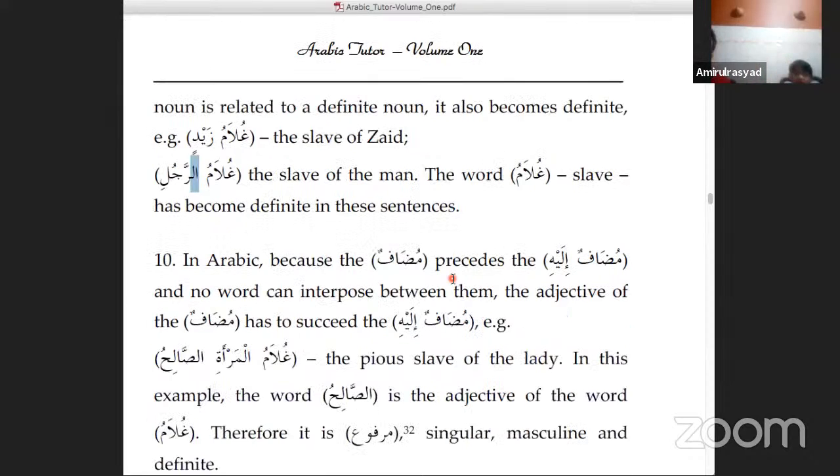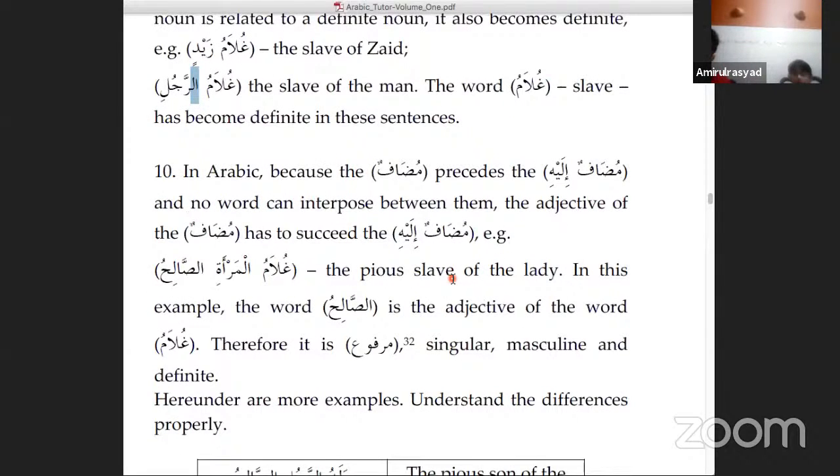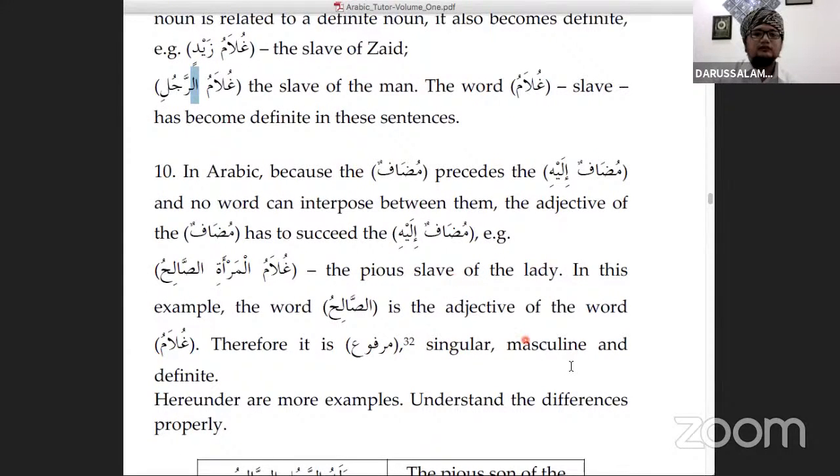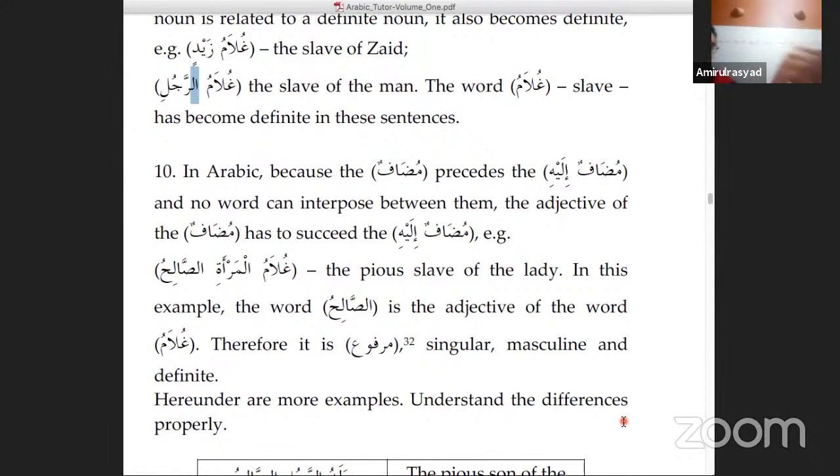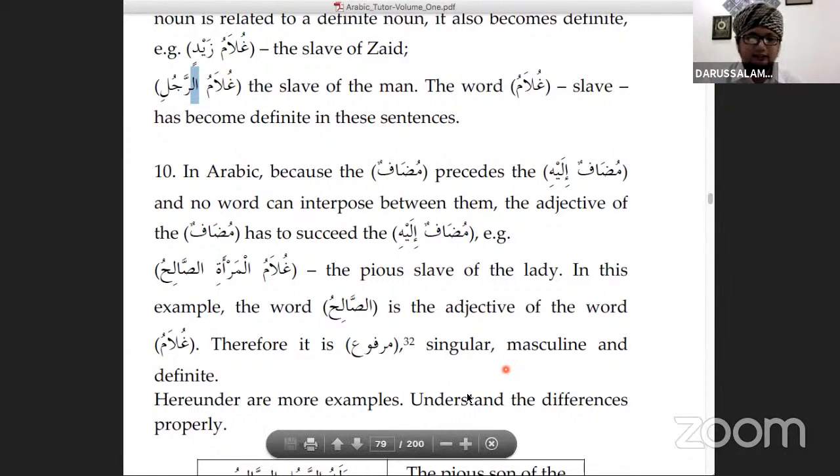You understand? Ada tak faham? Faham kan? Ryan tak faham eh? Faham? Okay. Next. Final bit there. Sikit je lagi.